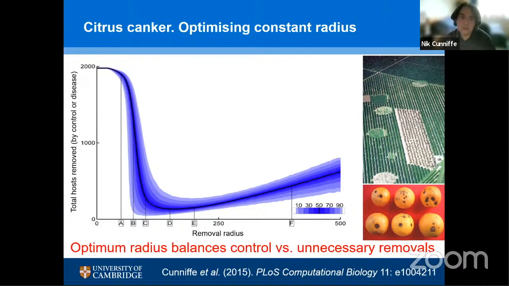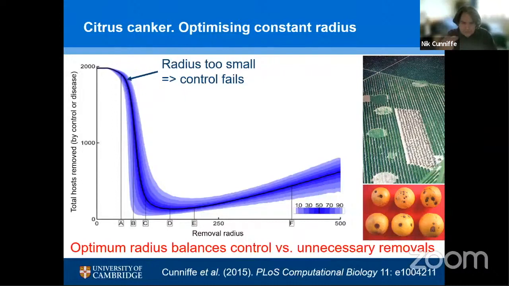But I should say some more about the shape of the response. So what's going on? We saw something like this on the last slide. If the radius of control is too small, what's going to happen? Well, you're not going to remove enough trees. You're going to remove the tree that's infected. You might remove a few of its neighbors, but there's always across the population going to be a reasonable chance that at least one tree which is infected or exposed escapes your control. And so you're forever just sort of chasing your tail, or chasing the epidemic.